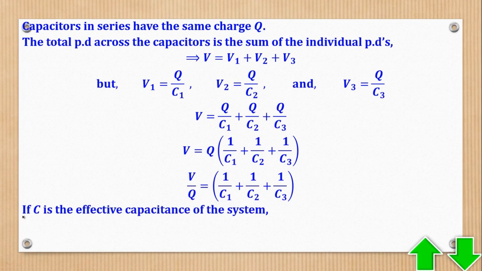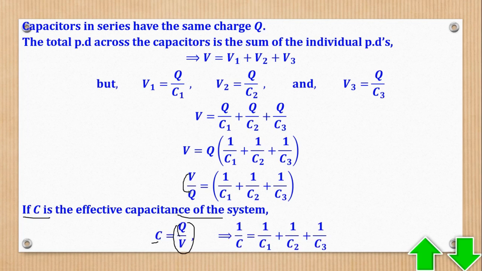Therefore, if C is the effective capacitance of the system, it implies that C is equal to Q over V. But we already have here V over Q, meaning that if Q over V is C, then V over Q will be the reciprocal, which is 1 over C. So this is what we use to get the effective capacitance of capacitors in series, in case there are 3 or more. But if there are 2, it will be regarded as a special case.